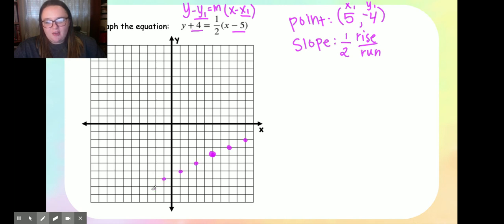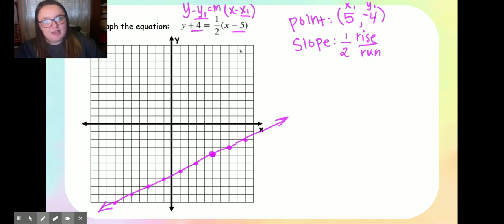And you're going to follow that pattern all the way till you can't go anymore. There we go. And connect them with that solid line. Straight through all of the points. There we go. So that is how we graphed it from point slope.